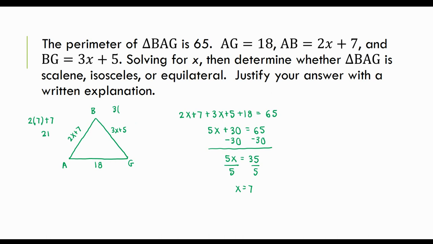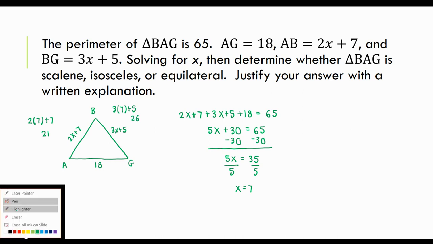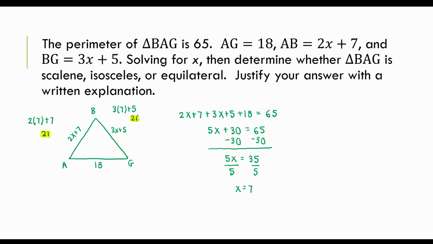Then I'm going to plug 7 into 3x plus 5. So 3 times 7 plus 5. Well, 3 times 7 is 21, and when I add 5, I get 26. So if I have lengths of 21, 26, and 18, none of those sides are congruent. And if I have a triangle with no two sides congruent, that makes it a scalene triangle. So scalene triangle is my answer, but then it also says justify with a written explanation.